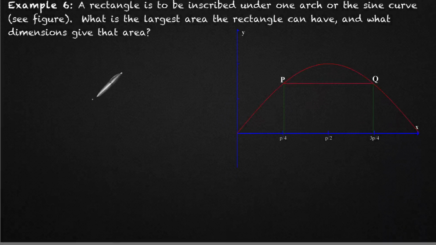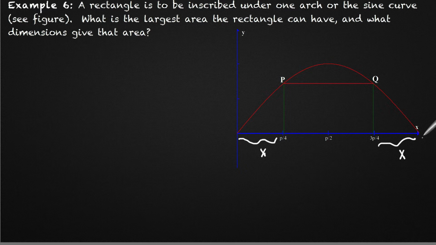Here's another tricky one. A rectangle is inscribed under one arc of the sine curve. What is the largest area the rectangle can have, and what dimensions give that area? All right, so first thing I'm going to do is call this distance x. And because of symmetry, that distance here is also x.